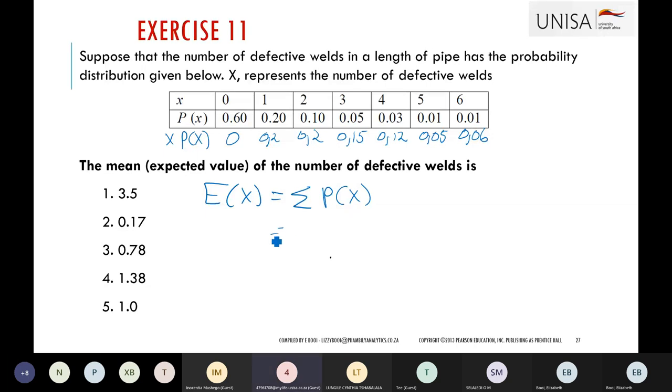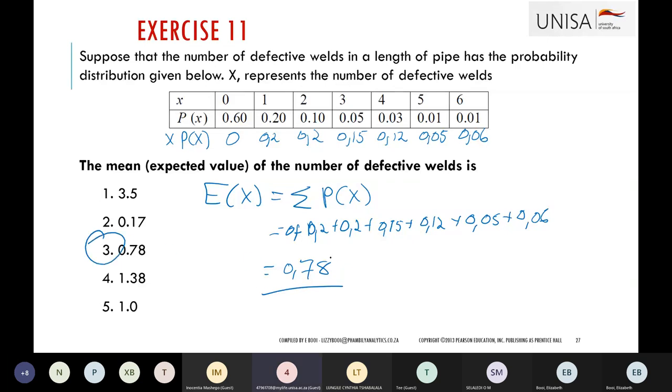And we can just add them: 0 plus 0.2 plus 0.2 plus 0.15 plus 0.12 plus 0.05 plus 0.06. And the answer we get is 0.78, which is option number 3.